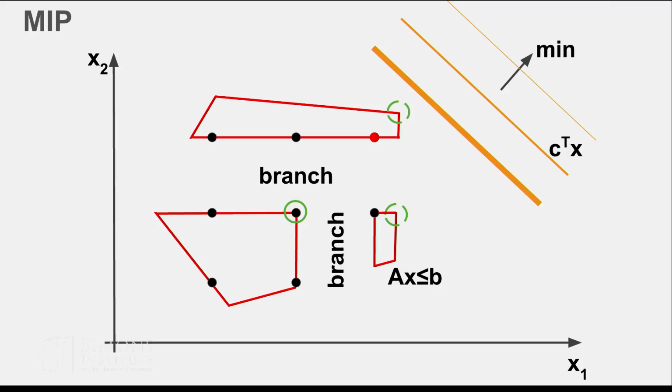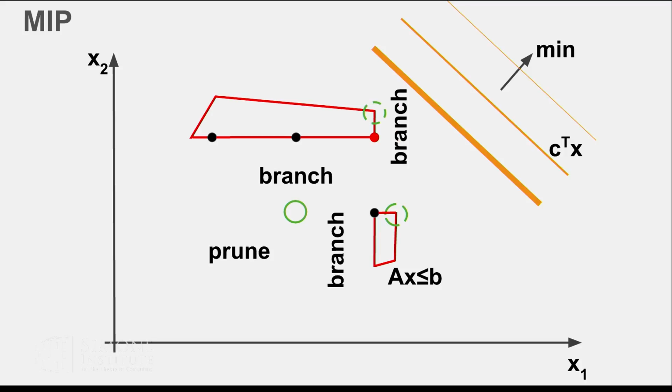At some point, the relaxation will be integer, and at this point, you found your first incumbent. It's not the global optimum yet, but it's the first incumbent. You can prune the rest because you know that no better solution will lie in here, and you just continue branching, and eventually you will find the global optimum. So this is how it works.